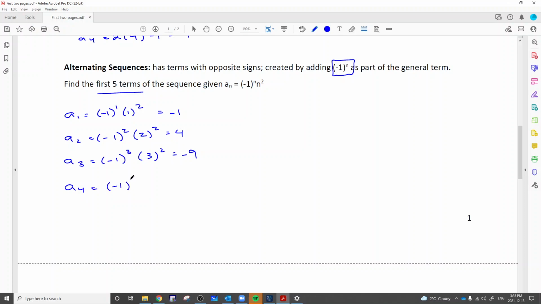So we get negative 1 to the 4, times 4 squared. Now, because this is negative 1 to an even exponent, it comes out positive, and this would just be positive 16. So when you're finding the fifth term, you can already predict that it's going to be negative, and maybe you could predict what it would be, or you can just plug it in. N is 5, so it's negative 1 to the 5 times 5 squared. So this one's going to be negative. 5 squared is 25. All right, so that is an alternating sequence. So to make sequences alternate, you put a negative 1 to the n as part of the general term.